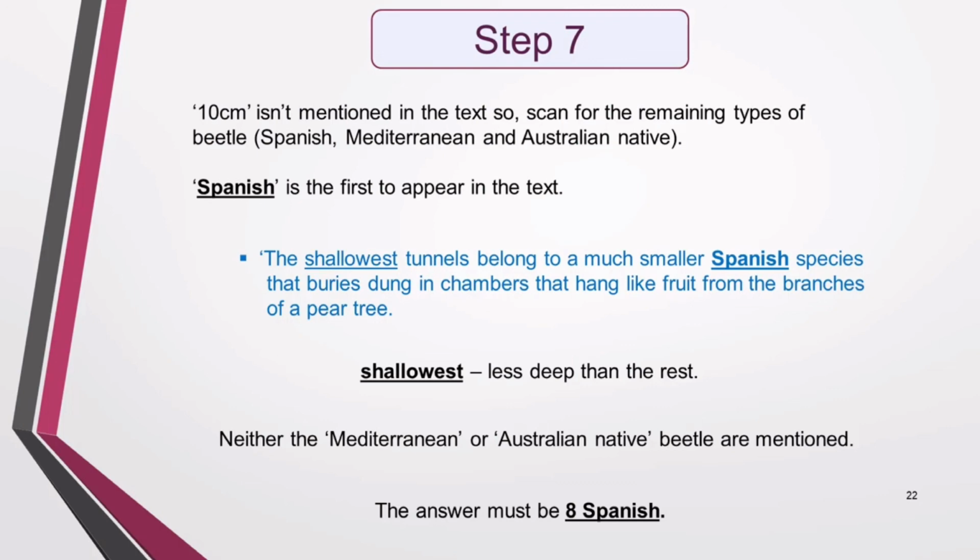The shallowest, meaning less deep than the rest, tells me that this could be the answer, but I scan for the Mediterranean and Australian native as well, just to be sure. Neither of these types of beetle is mentioned in the text, so the answer must be 8, Spanish. We've now found all three labels, so the question is complete.